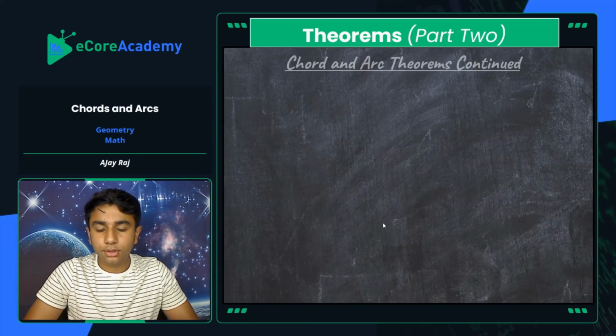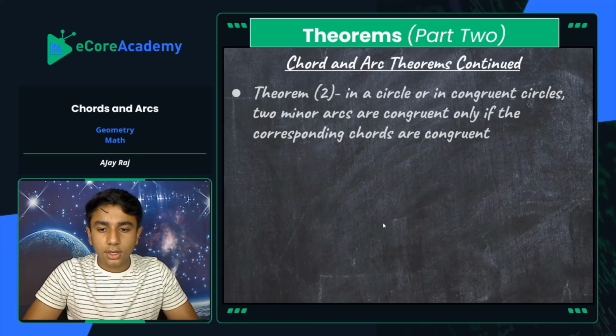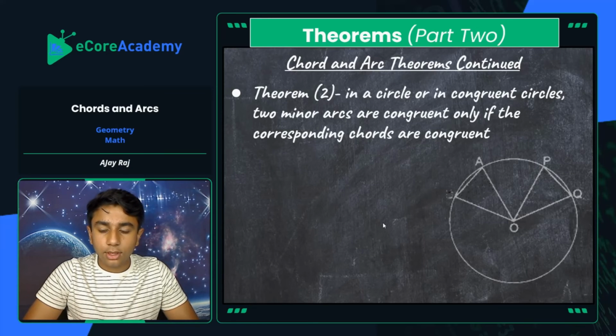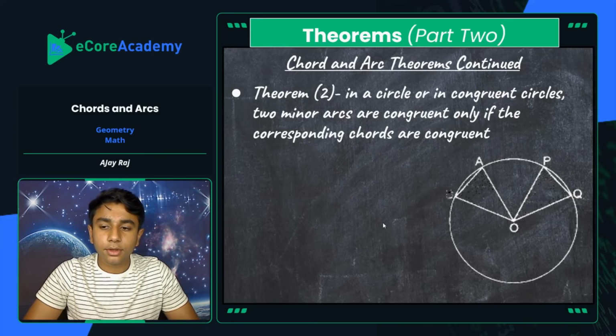Let's look at theorems part 2, chord and arc theorems continued. Theorem number 2 states that in a circle or in congruent circles, two minor arcs are congruent only if the corresponding chords are congruent.